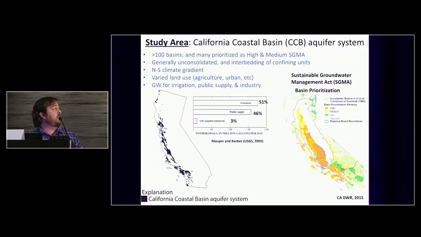So here's a study area of the California coastal system. There are over 100 distinct basins. Many of them have been prioritized as high and medium in SGMA. They tend to be unconsolidated. We're focusing just on the unconfined or the uppermost aquifer in these often layered systems. If you're not from California, there's a very strong north-south climate gradient here, and land practices vary as well, north to south.